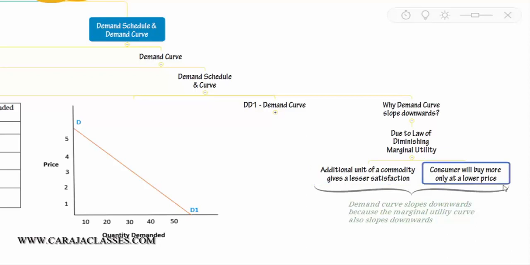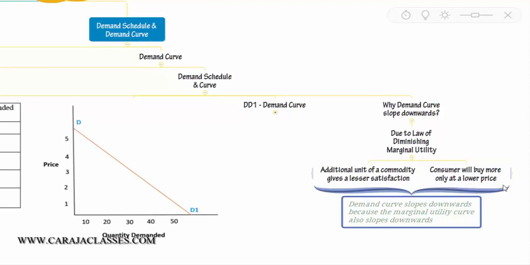and consumers will be buying more only when the price is low, because their satisfaction levels are coming down. So they need an incentive to buy more, so they'll be looking at lower price. Okay, so here the demand curve is sloping downwards because of operation of law of diminishing marginal utility, and if you could recollect, marginal utility curve also slopes downwards.